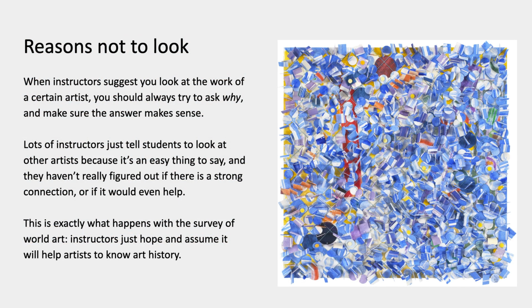I like to recommend that when an instructor says you should look at the work of a certain artist, you should always try to ask why they've asked that, and make sure that their answer makes sense. Like not just, oh, Richter uses red, something like that, but something that shows that they've thought about that kind of connection. I think a lot of instructors just tell students to look at other artists because it's easy. It's an easy thing to say. And the instructors themselves haven't really figured out if there is a strong connection or even if it would help.